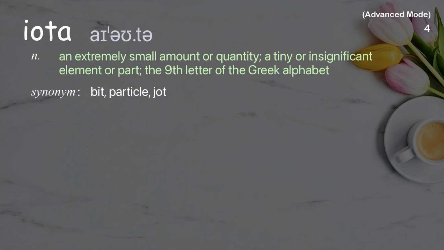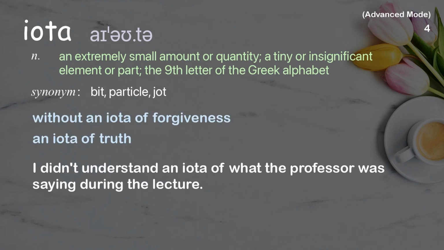Iota. An extremely small amount or quantity, a tiny or insignificant element or part, the ninth letter of the Greek alphabet. Examples: Without an iota of forgiveness. An iota of truth. I didn't understand an iota of what the professor was saying during the lecture.